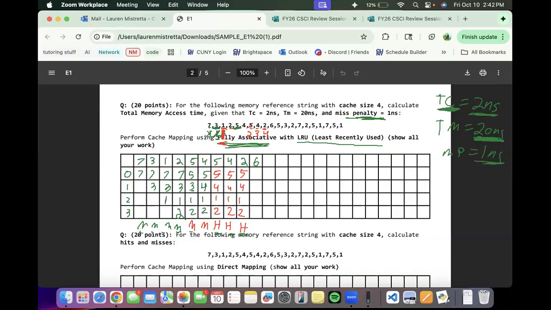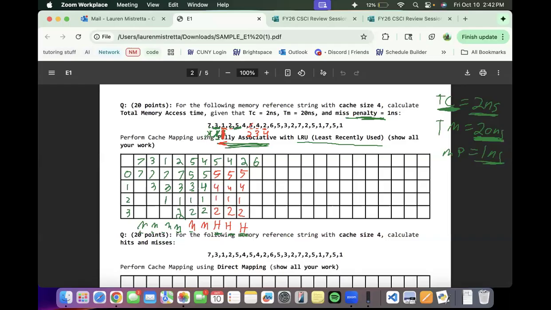It's not just who was first in, first out, but who was actually used, which is different than frequent, right? Okay, so in this case, now we're going to have 6, right?